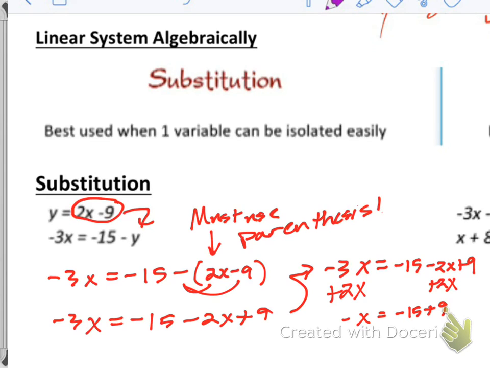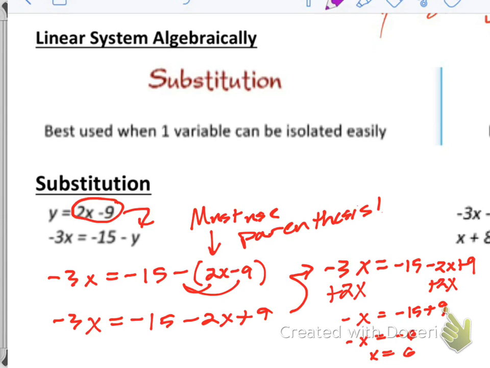You got to get the x's together on one side and the numbers on the other. So it looks like we add 2x to both sides here, and then ultimately you're going to get x by itself. And when you have negatives on both sides, you can cancel them out. Basically divide both sides by -1. And we get x equals 6. That's part of the story.